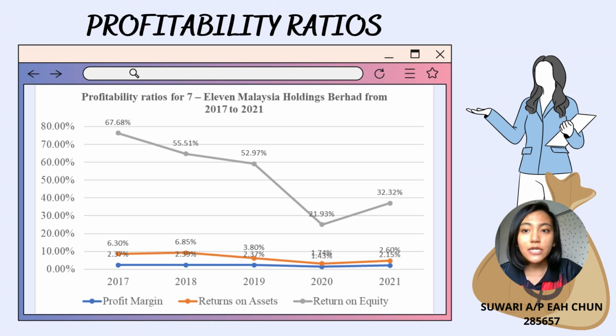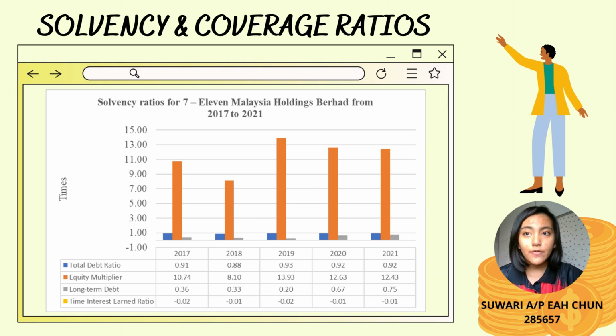In this case, the graph has displayed that ROE continuously declined from 2017 to 2020 and it has increased in 2021. Now, I will continue with the solvency and coverage ratio.